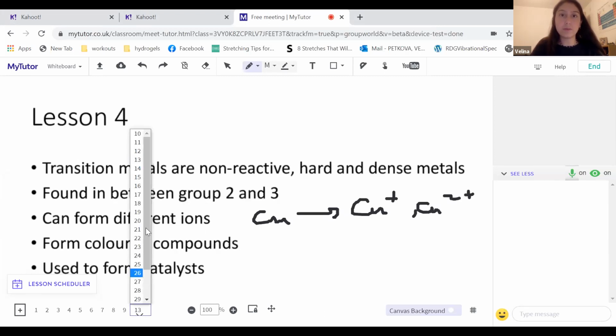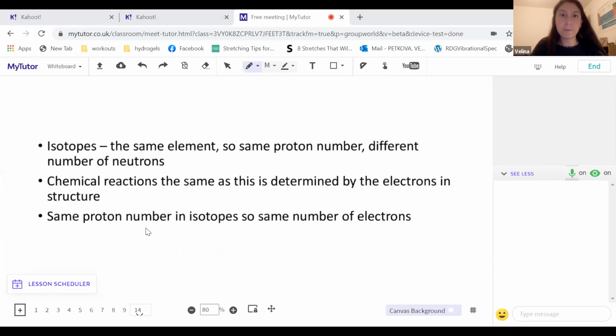And hopefully some of you remember we did isotopes yesterday. Do we need to know the different ions transition metals form? No, you just need to know that they do form different ions. That's all you need to know. So what were isotopes? They are the same element, so they have the same proton number but different number of neutrons. The atomic number always stays the same, but the mass number, which is protons and neutrons together, does change. So isotopes have different numbers of neutrons.